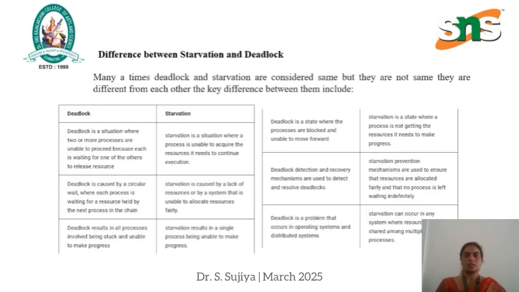The difference between starvation and deadlock is this: a deadlock is a situation where two or more processes are unable to proceed because each is waiting for the other to release resources. Starvation is a situation where a process is unable to acquire the resources it needs to continue execution. Deadlock is caused by a circular wait, where each process is waiting for a resource held by the next process in the chain, whereas starvation is caused by a lack of resources or by systems that are unable to allocate resources fairly.